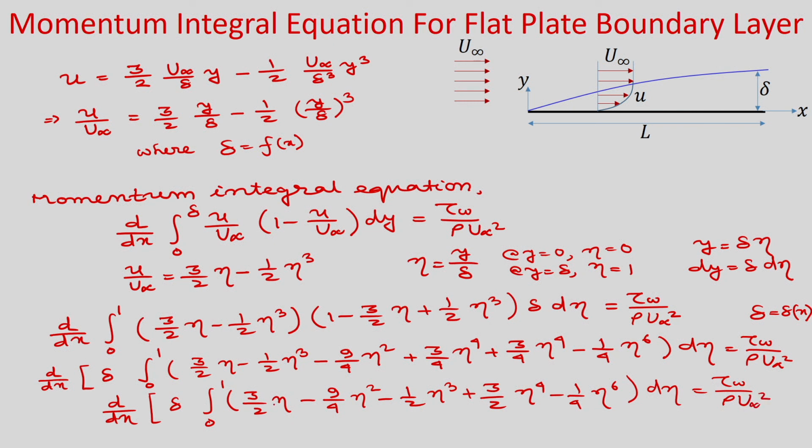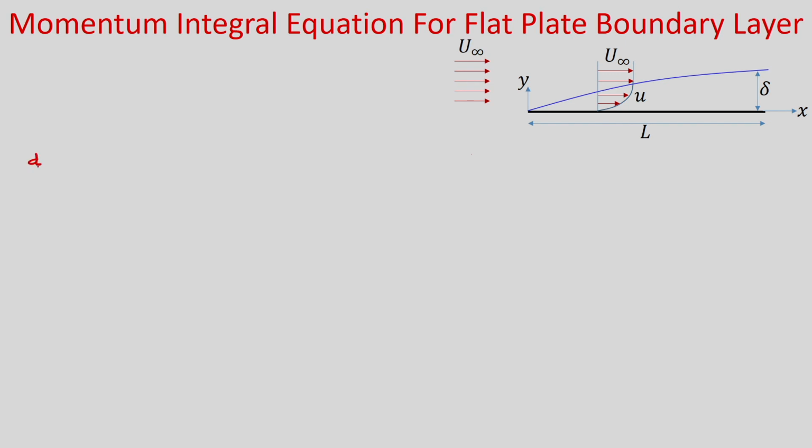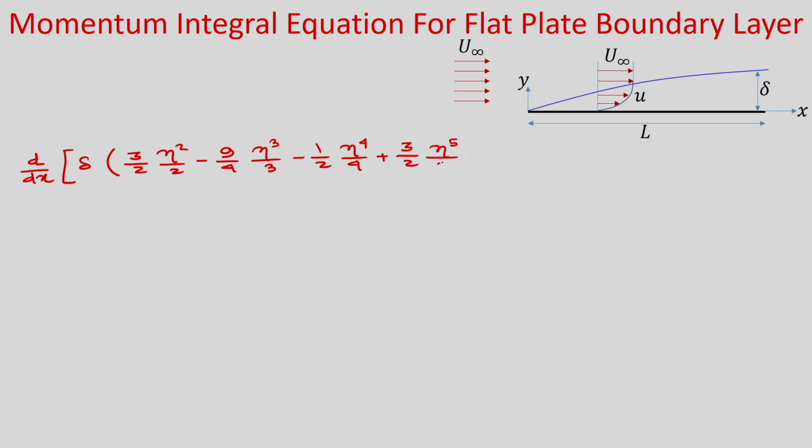So, now you can integrate this. After integrating, we can write d/dx of delta times [3/2 η²/2 − 9/4 η³/3 − 1/2 η⁴/4 + 3/2 η⁵/5 − 1/4 η⁷/7], with limits 0 to 1, is equal to τw by ρU∞².